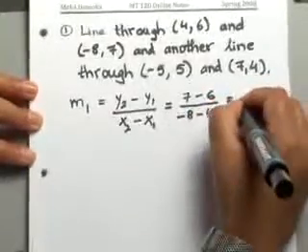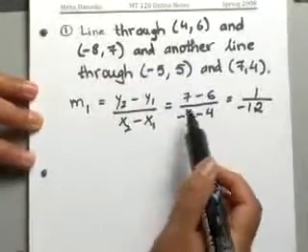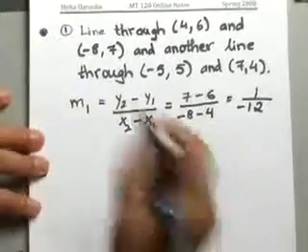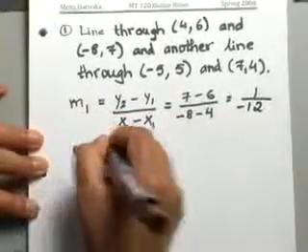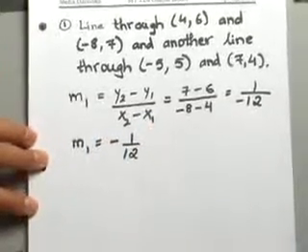And that will give you 1 over negative 12. So we have 7 minus 6 over negative 8 minus 4. So the slope of our first line is negative 1 over 12.